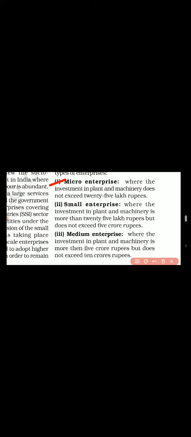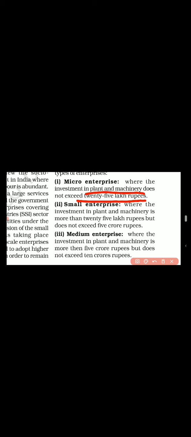Okay, so as you can see here, micro enterprise where the investment in plant and machinery does not exceed 25 lakh rupees. माइक्रो इंटरप्राइज मतलब ऐसी इंडस्ट्रीज़ होती हैं, ऐसे बिजनेस यूनिट होते हैं कि जिनमें आप 25 लाख रुपीस से ज़्यादा का प्लांट और मशीनरी नहीं लगा सकते, या ऐसे बिजनेस एंटिटीज़ जिसमें आपका असेट जो लगा है वो केवल 25 लाख का है. That is known as micro enterprise.